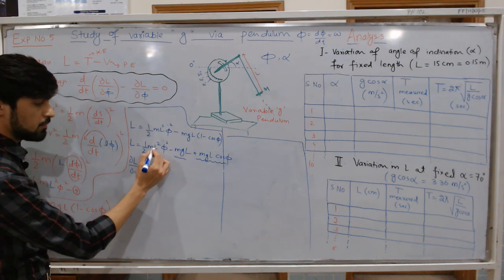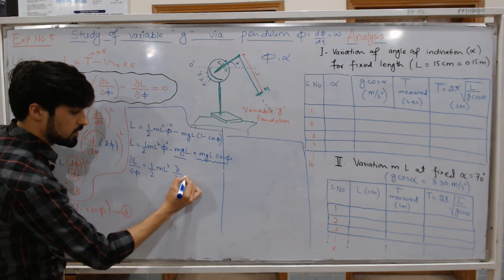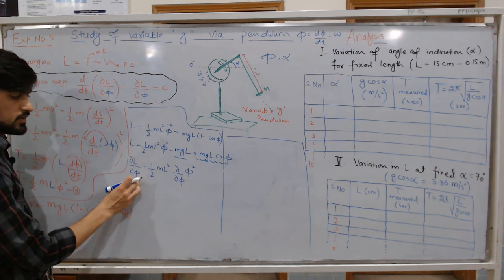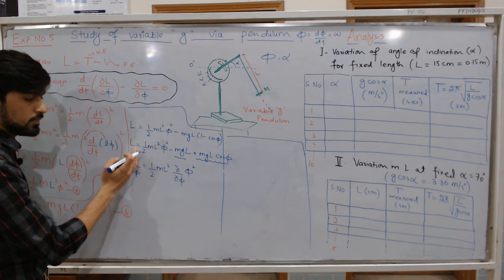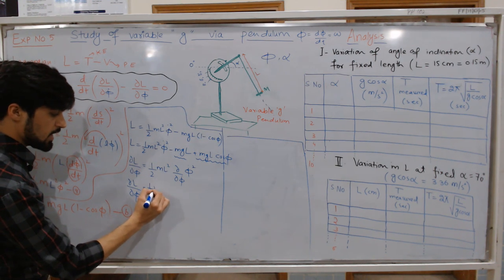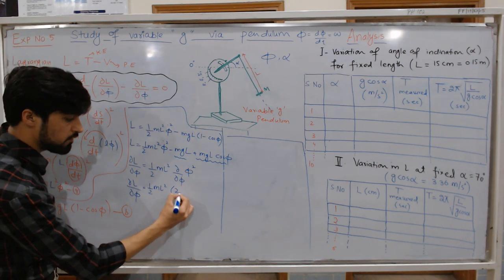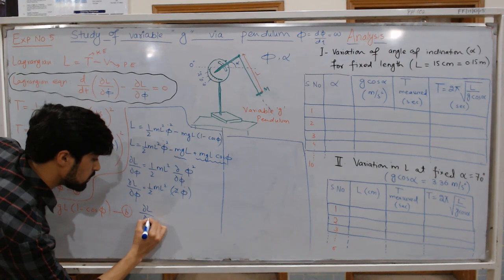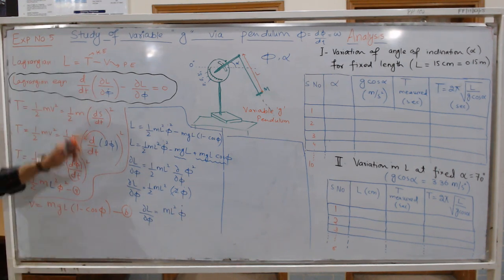So what will happen? Half ml square is taken out because these are constants, and I will take the del over del phi dot of phi dot square. Simply differentiating each, this will give 0, this will give 0, and these are constant quantities, these will be taken out. So I will get del L over del phi dot is equal to half m l square. The derivative of phi dot square with respect to phi dot will be 2 phi dot, so this 2 will cancel out with this 2. So del L over del phi dot is equal to m l square phi dot. So we have calculated this one.